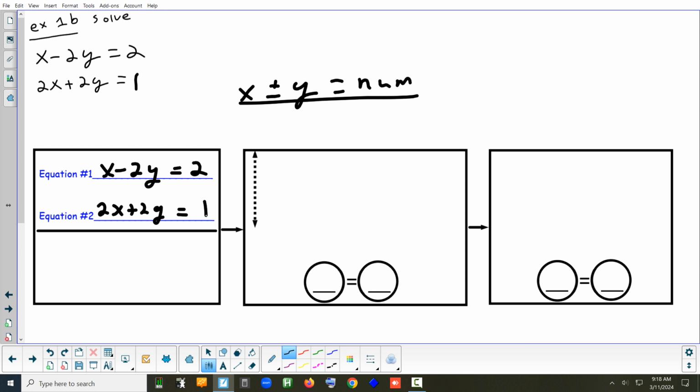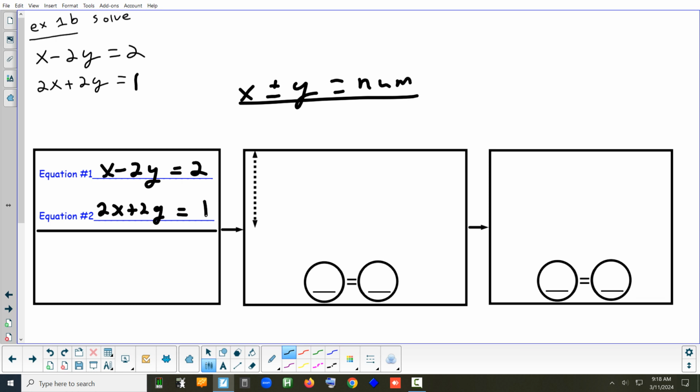Cross out the ones that are the same. Why are we going to cross them out? What are we doing with this equation and this equation? We find the ones that are the right format. You cross out the negative 2y and the plus 2y. Why do they cancel out? Because we're adding them. We're going to add the two equations together.